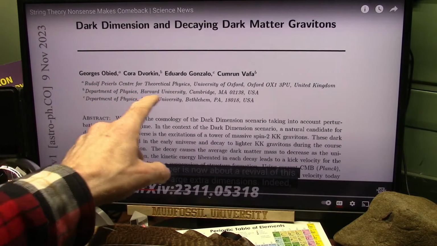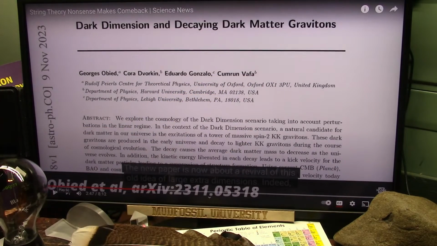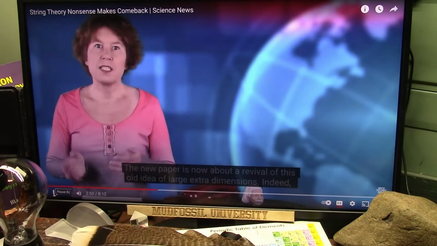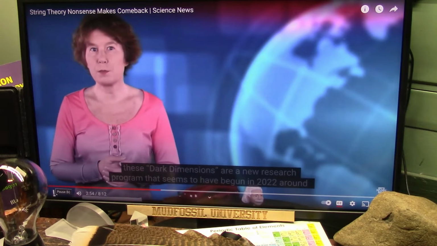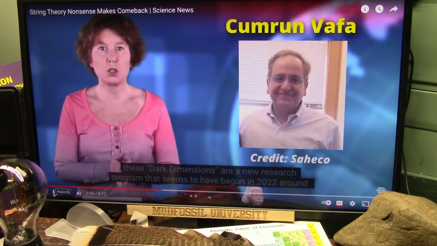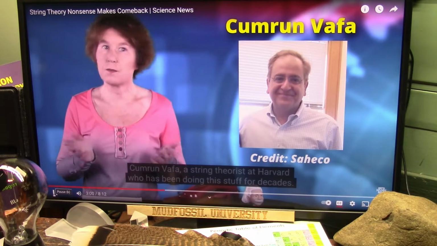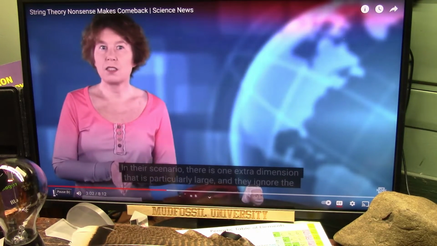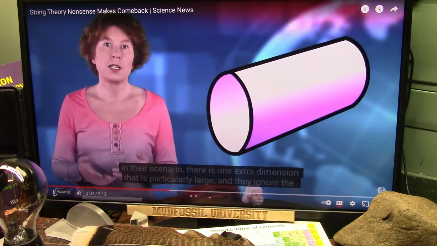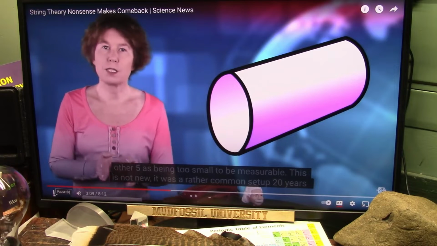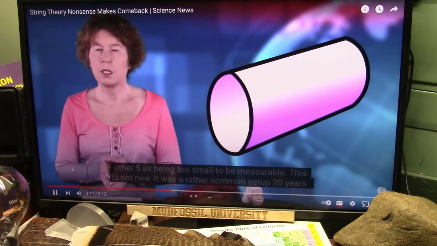This is the guy that I'm going to get a hold of right here. And here's what she says. This old idea of large extra dimensions. Indeed, these dark dimensions are a new research program that seems to have begun in 2022 around Cumrun Vafa, a string theorist at Harvard who has been doing this stuff for decades. In their scenario, there's one extra dimension that is particularly large, and they ignore the other 5 as being too small to be measurable. This is not new.